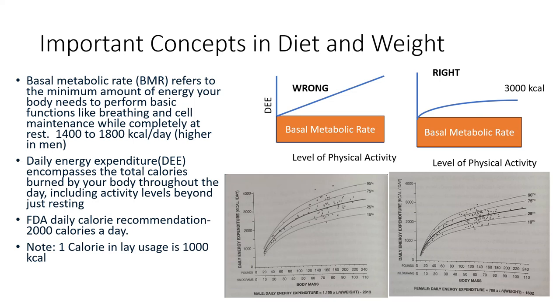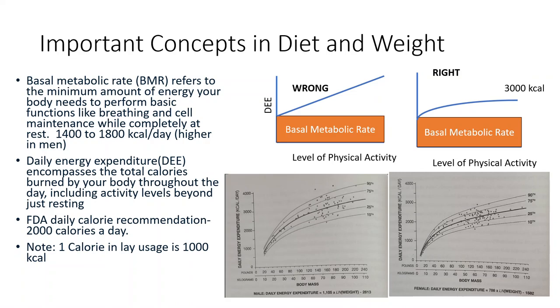First, some important concepts that are easily misunderstood, even by physicians. On the left, you see three concepts. The basal metabolic rate refers only to the minimum amount of energy that your body uses for its basic function while you're at rest. So imagine laying in your bed all day or laying on the couch all day, not sleeping, but just awake. Your body is going to use between 1,400 and 1,800 kilocalories a day. And that's generally going to be higher in men.